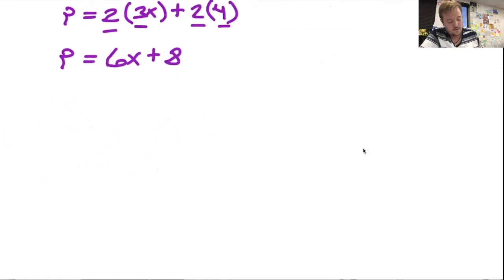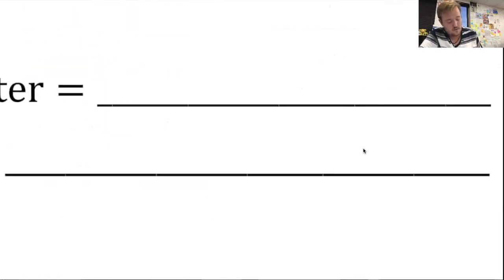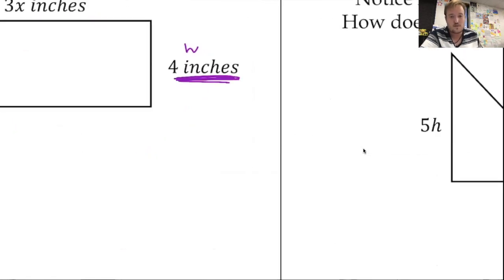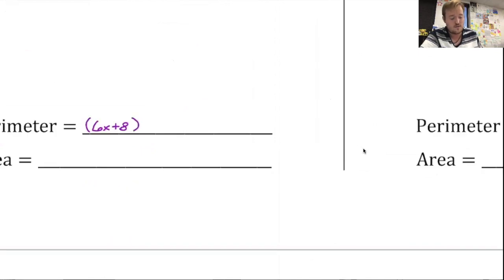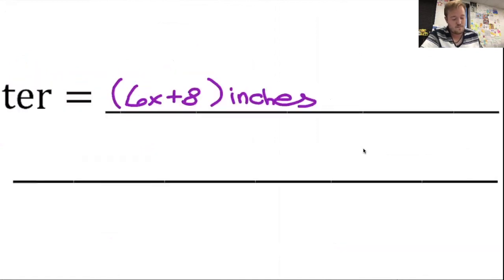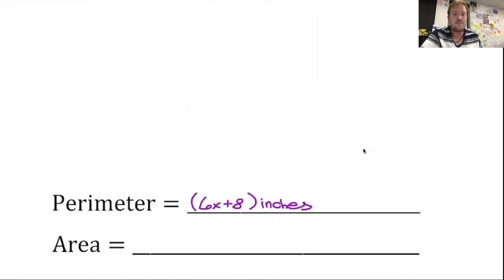So my perimeter here is going to be 6x plus 8. So I'm going to write that in parentheses because it's more than one term. And then you want to include the units. So in this case, we're dealing with inches. So now I need to find the area.